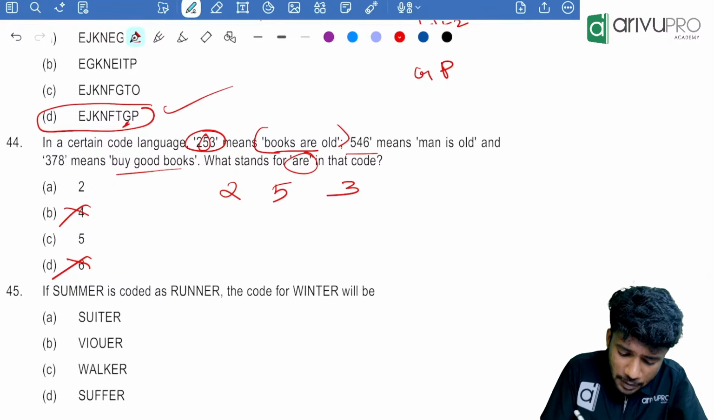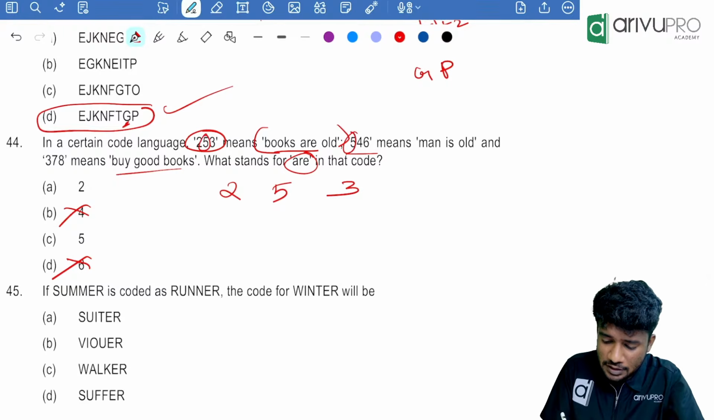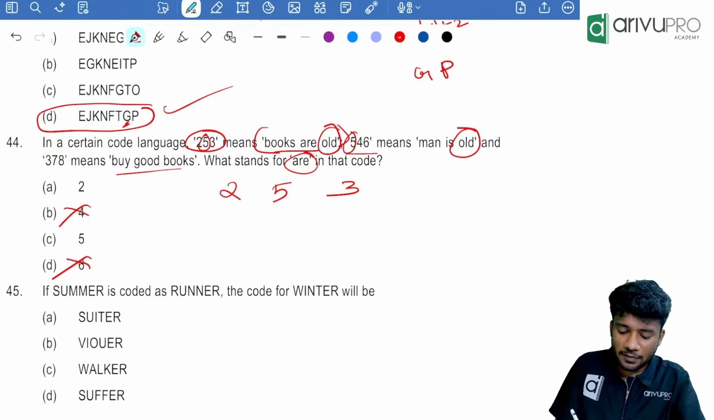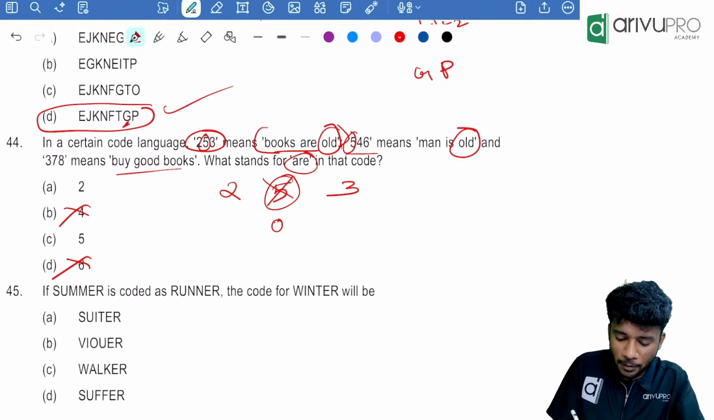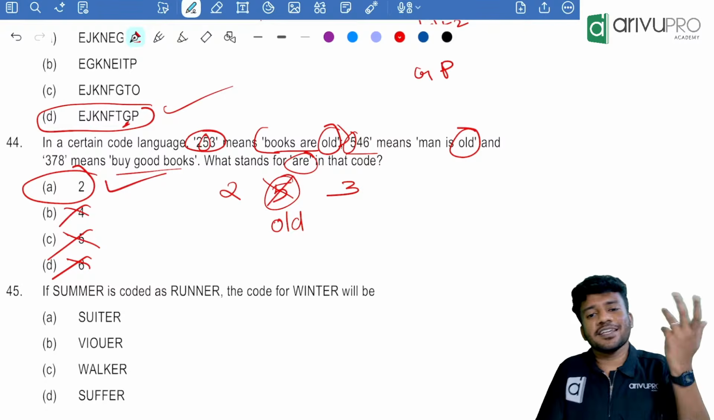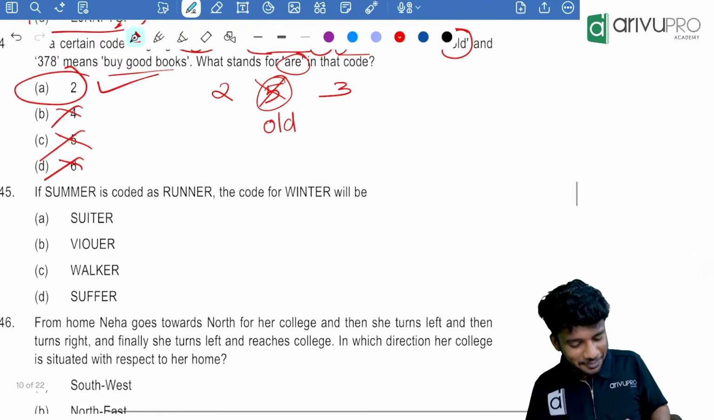Now we will go and find the value of 5. 5 is common in between 253 and 546. So what all words are common there? Old is common in between them. So that means 5 means what, people? Old. There is only one possibility. Option A is the possibility. I hope that everyone got it.